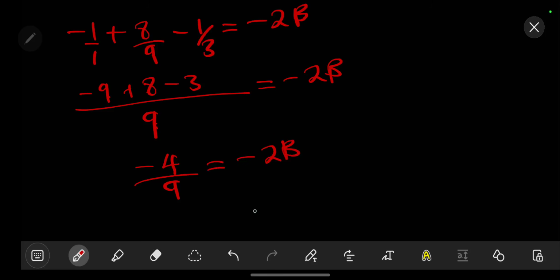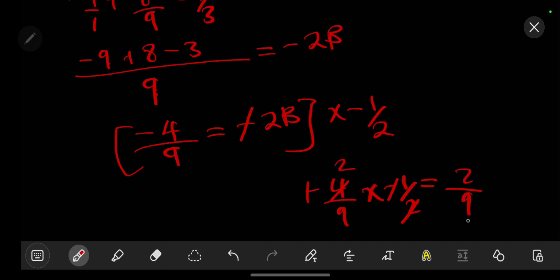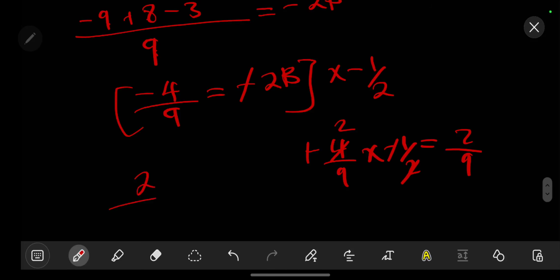So we are going to eliminate the 2 by multiplying negative 1 over 2 on both sides, so that this negative and this negative cancel. Now we are multiplying negative 1 over 2 throughout. That means negative 1 over 2 times that value. So negative 4 over 9 times negative 1 over 2, this will give us, here it will be positive. Then this and this, we are going to have a 2 there, so it will be a 2 over 9. So we are going to get 2 over 9 should be equal to b, like that.